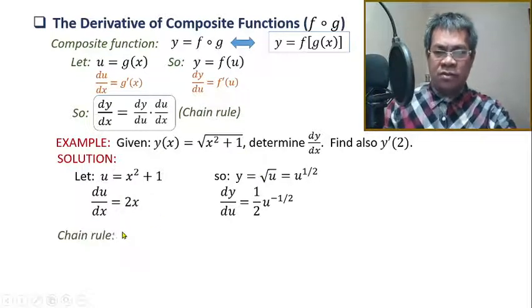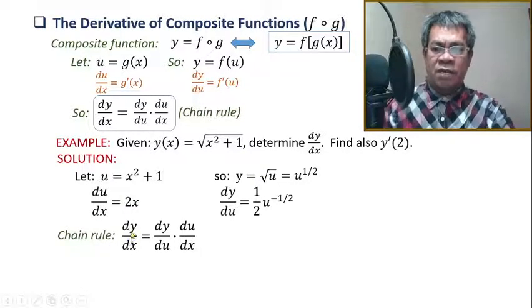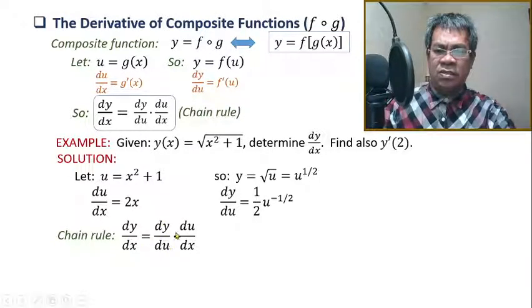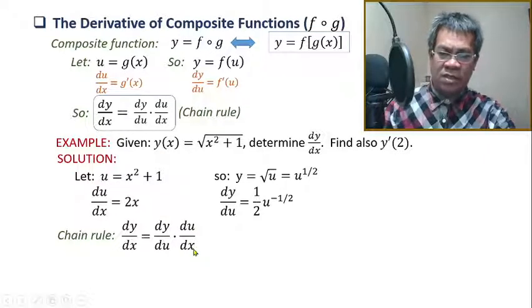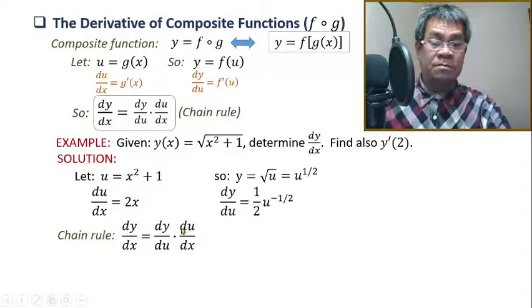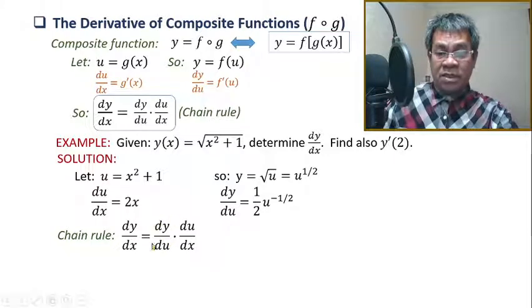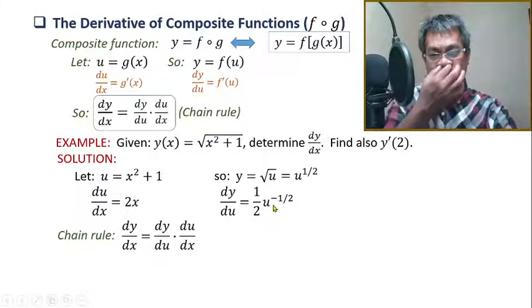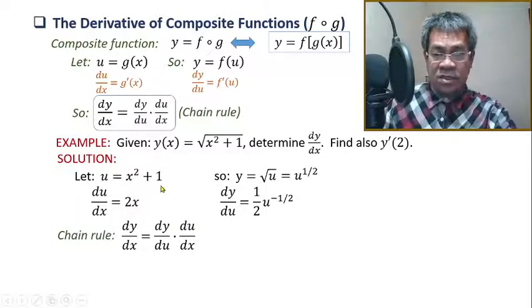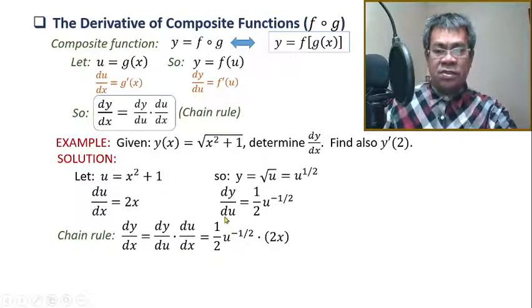So go to the chain rule. dy dx is dy du multiplied by du dx. Again, du actually will be cancelled out and we have the dy dx. But we don't cancel du. Instead, we will replace dy du with what? This is dy du, 1/2 u raised to negative 1/2. And the du dx is just 2x. So this is our dy du, which is this one, and the du dx is 2x, which is the derivative with respect to x.